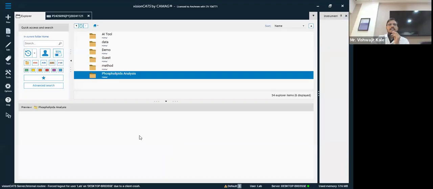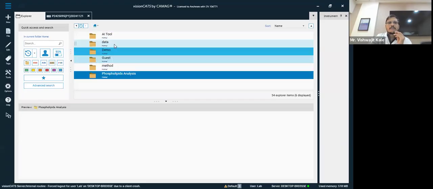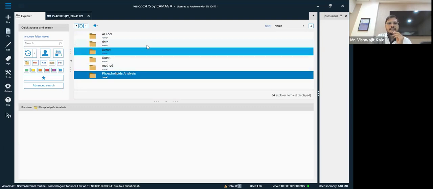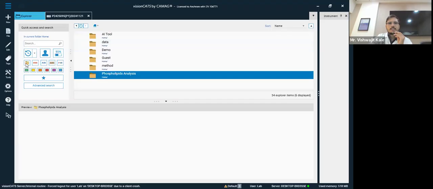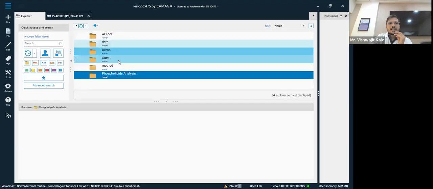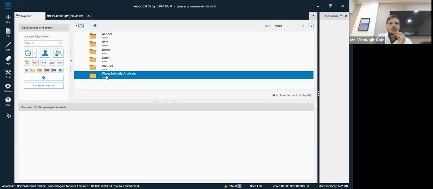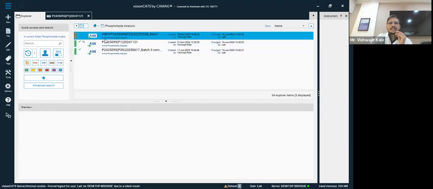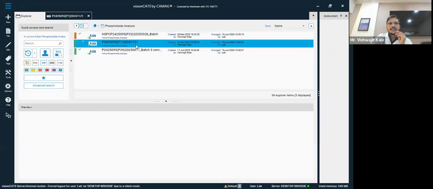So this is the CAMAG VisionCAT software for HPTLC system control, and in this software we can save all the data files in folders in an SQL database. After entering your login details, username and password, this first window will open up, and on your screen, as you can see, I have made a separate folder for the data of phospholipids analysis. I'll double click on this data folder, and in that I have selected 3 example analysis files. Out of that, I will open up the first example analysis file.